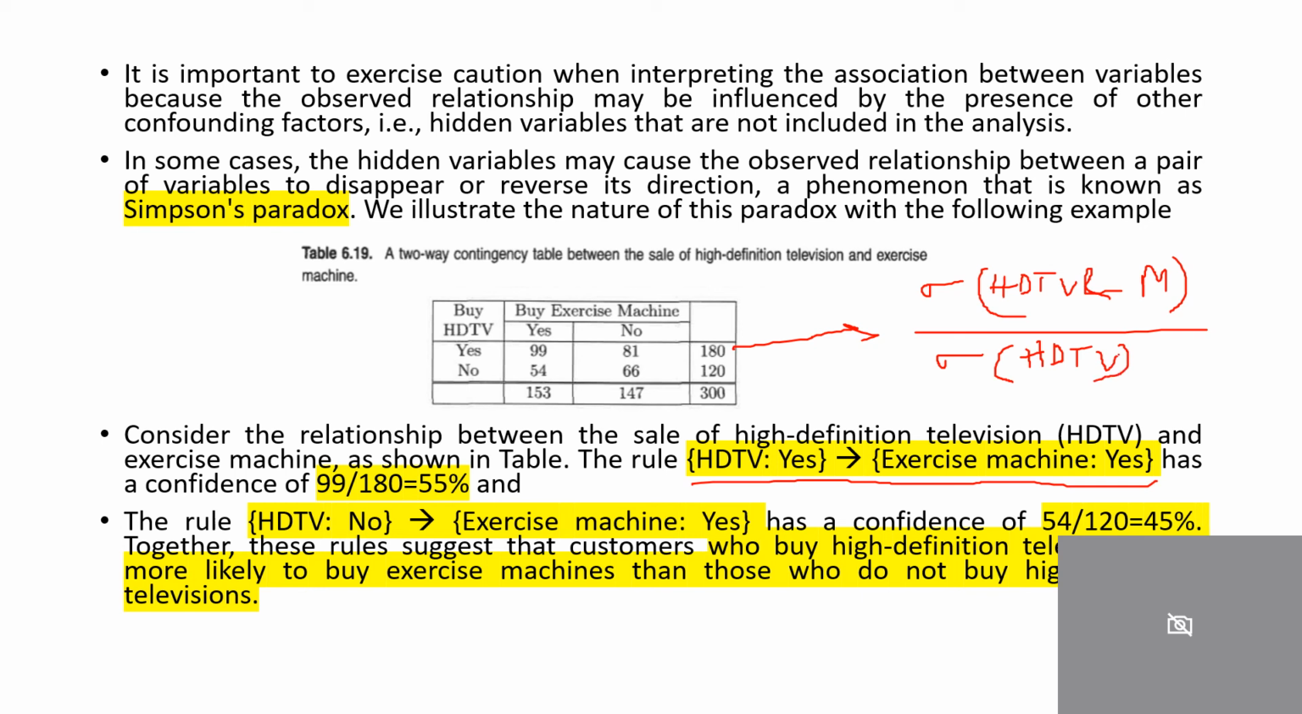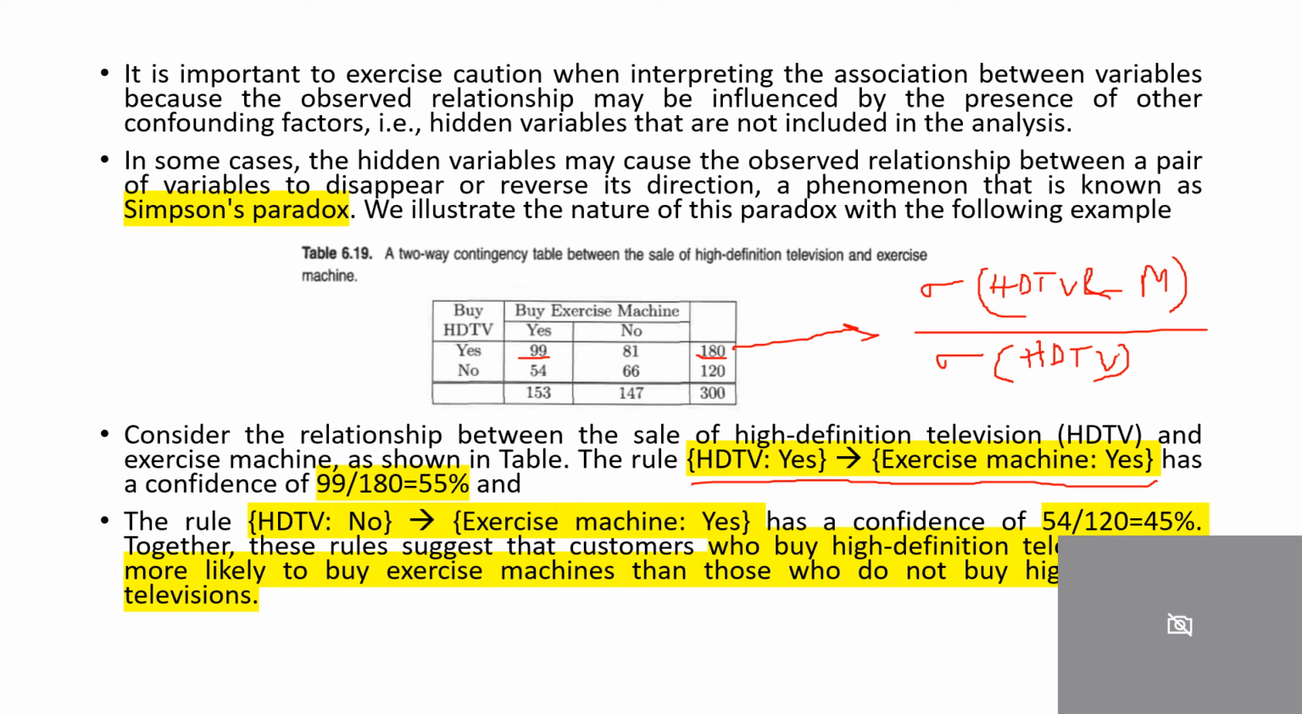So the confidence of this rule, HDTV yes, the person who has purchased HDTV has also purchased exercise machine, is the support count of the persons who have purchased both HDTV and exercise machine, which is 99, divided by those who have purchased HDTV, that is 180. 99 divided by 180 gives you 55%.